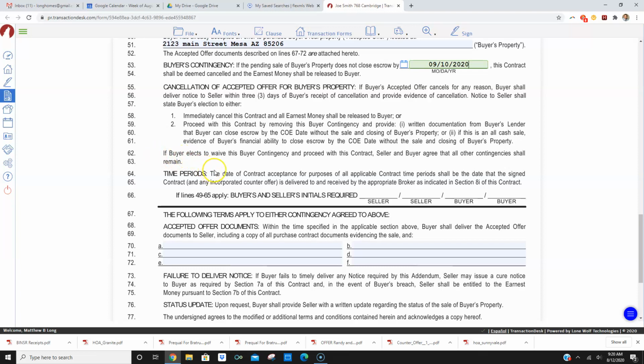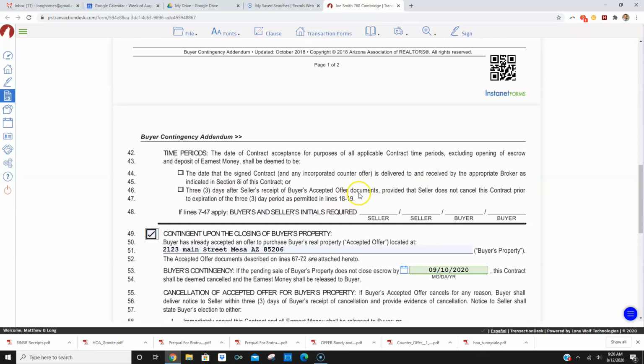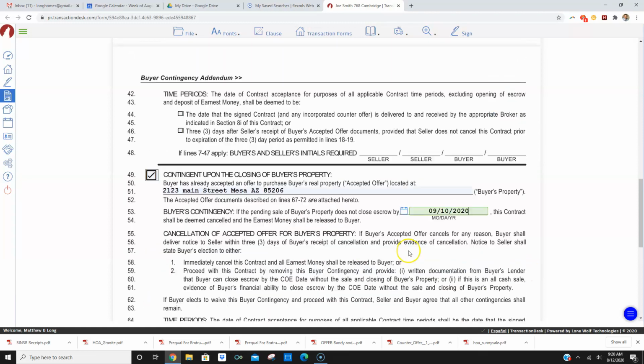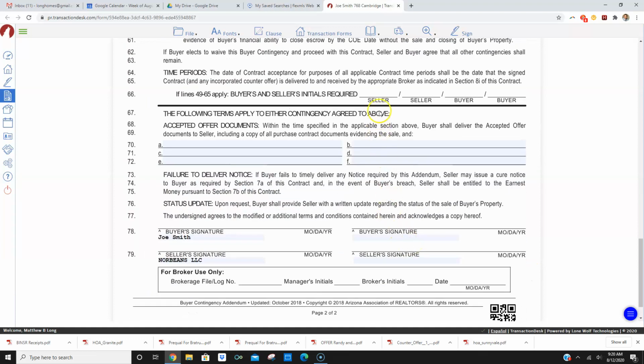And this one just defaults that time periods start per usual at the date that the signed contract is delivered. And then you would have everyone initial here. And I forgot that part up here. For this section, if lines 7 through 47 apply, everyone initials up here. They'd only initial one of the two spots. They'd either initial here if it's that, or they'd initial here if it's this. The rest of this applies to either contingency as described above.